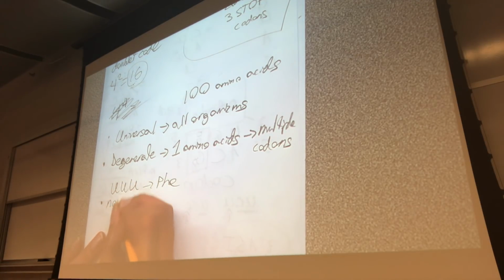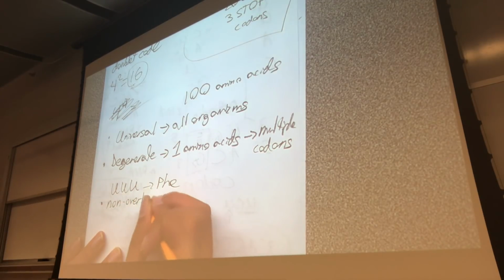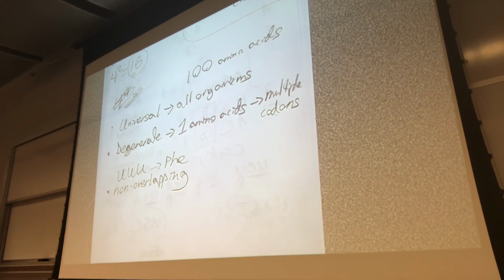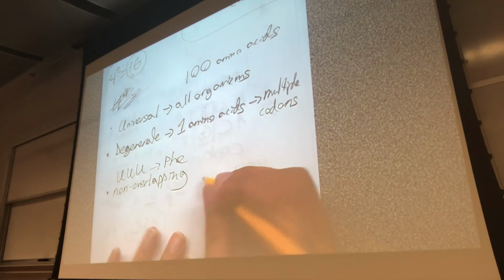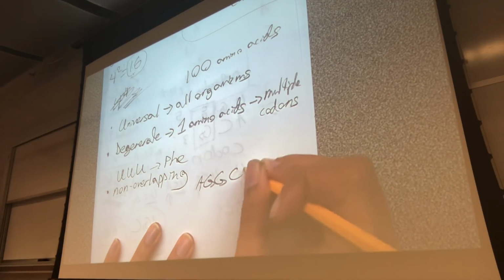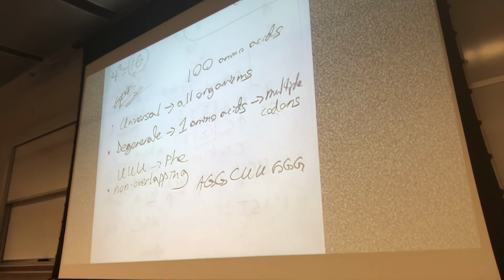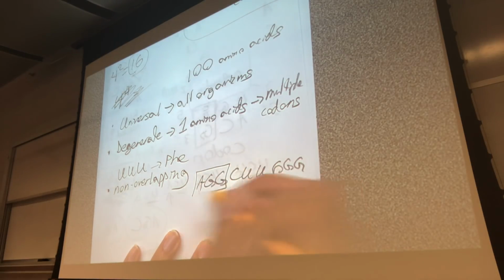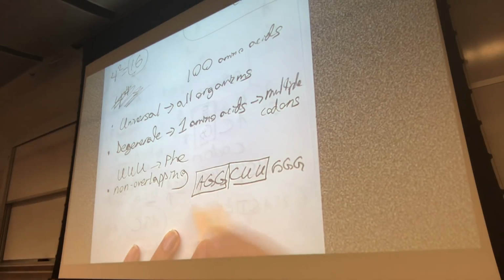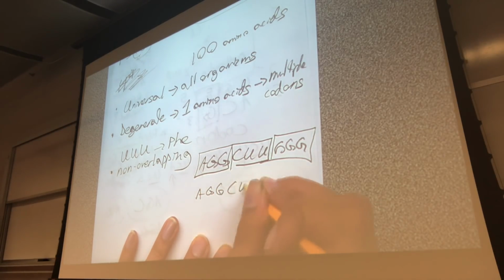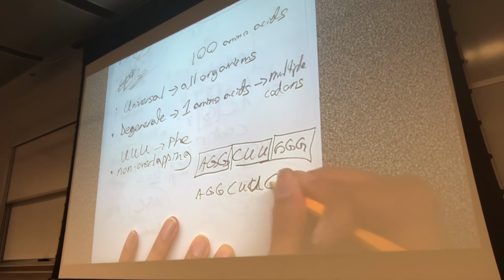non-overlapping is another one. Non-overlapping genetic code basically means the following: we read the genetic code 3 bases at a time without repeating any reading. So here's an example of non-overlapping, which is how it actually works. And here's an example of overlapping code, which is the incorrect way.